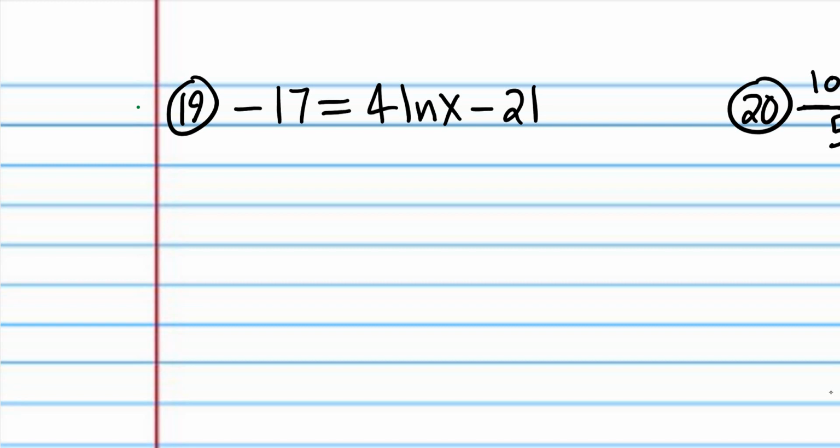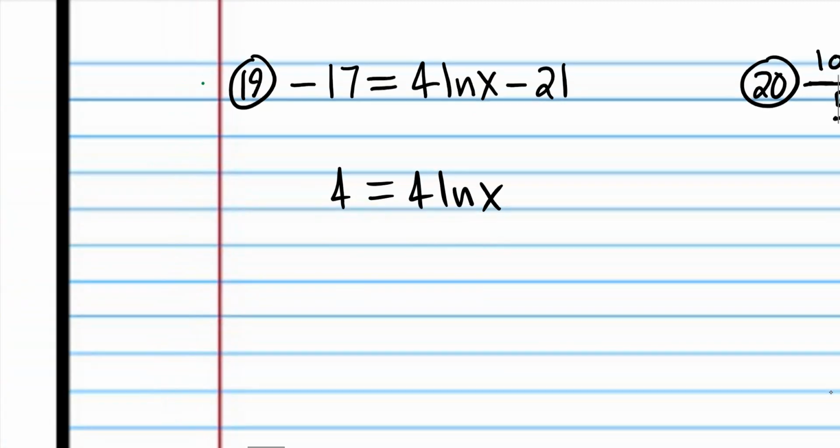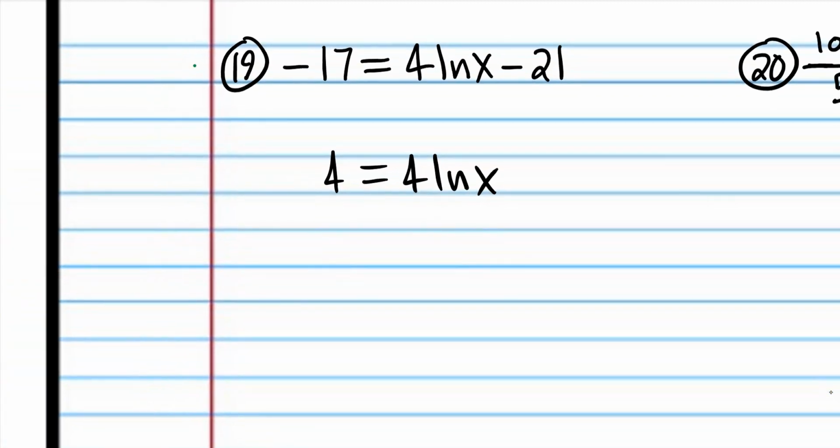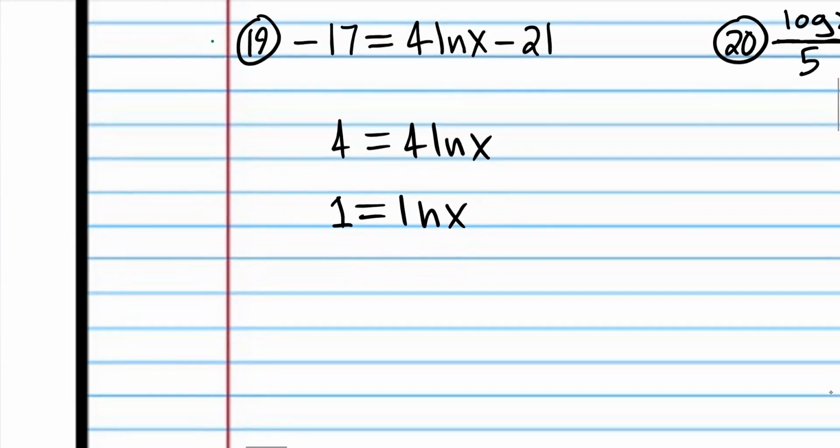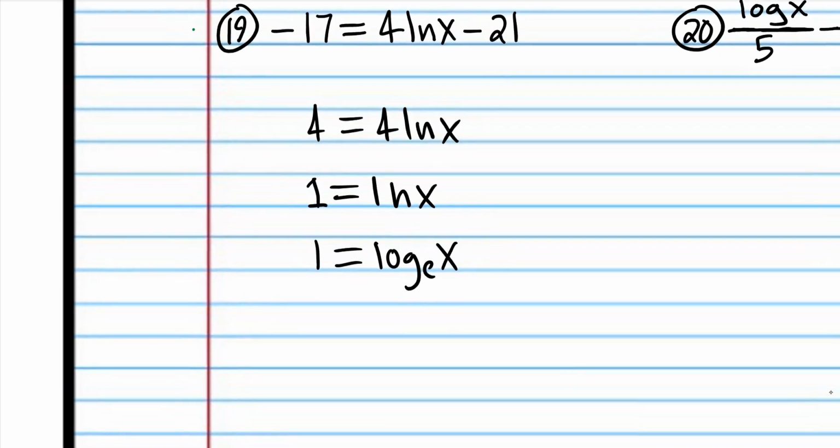All right, we're back. I'm going to add 21 to both sides of the equation. Then I'm going to divide both sides by 4. So I get 1 is equal to natural log x. But I don't know what ln means, so I'm going to change it to log base e. Well, now I have a chance to figure out what is going on here.